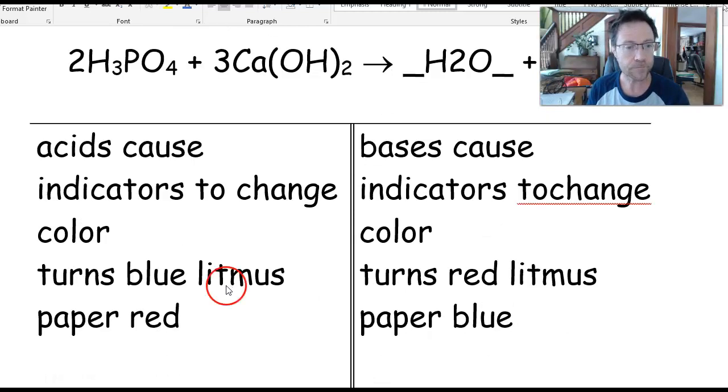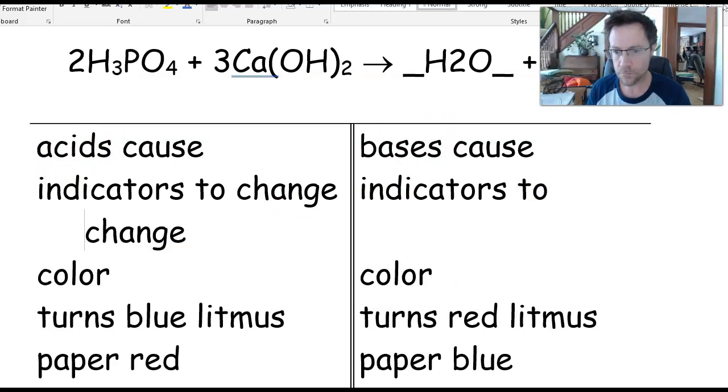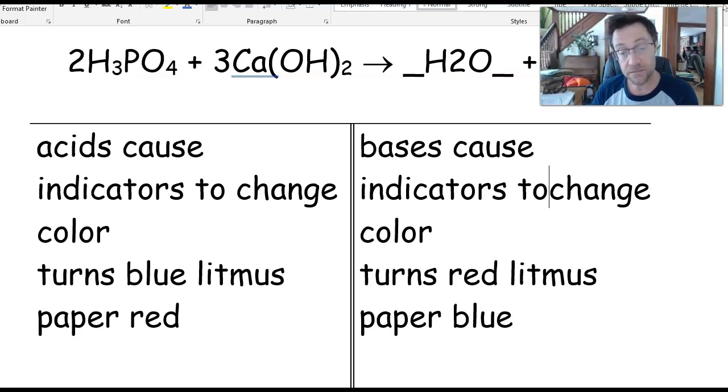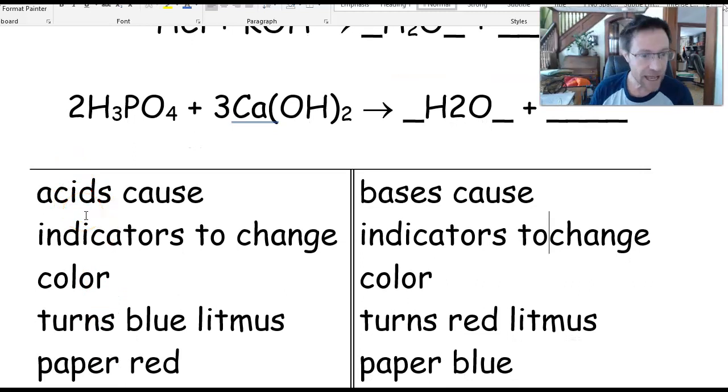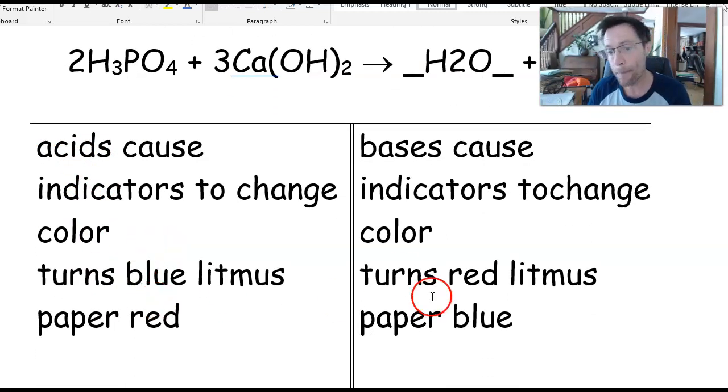Here's the thing. Acids cause indicators to change color. Bases cause indicators to change color, right? But with litmus, acids, I'm sorry, wrong side. Acids turn litmus paper red. Bases turn litmus paper blue, right? Acids turn litmus paper red. Bases turn litmus paper blue.